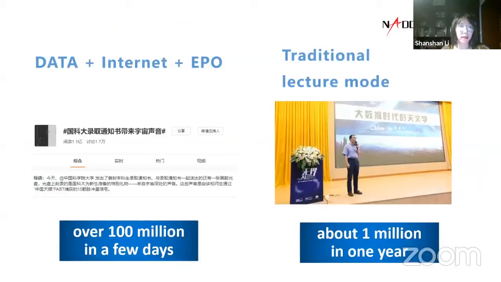So you can see the data plus internet plus EPO have over 100 million in a few days to bring the attention. But if we use the traditional lecture to let people get there to listen to the lecture, we only have this amount of people. So in this case, people feel astronomical data with ear, but maybe they don't realize it. They start some kind of astronomy.